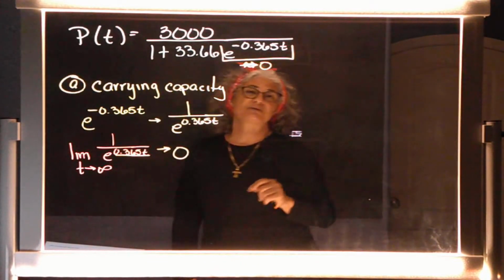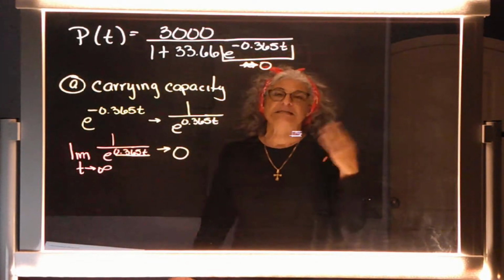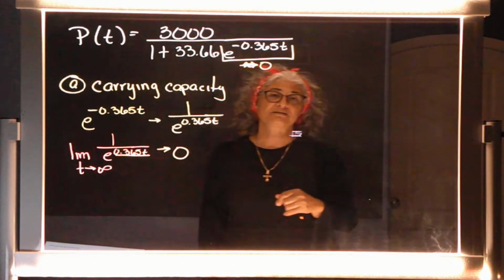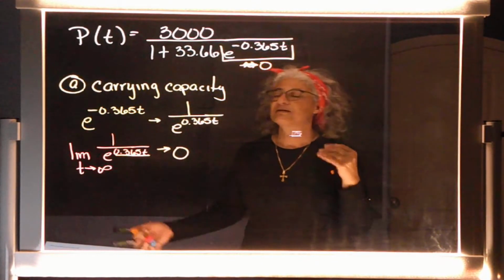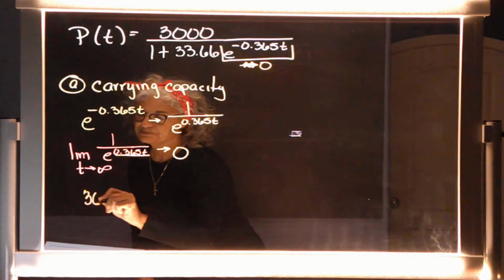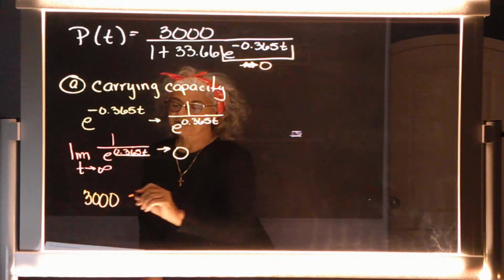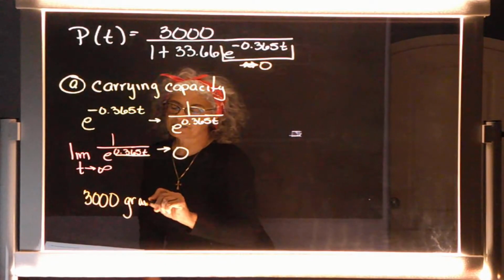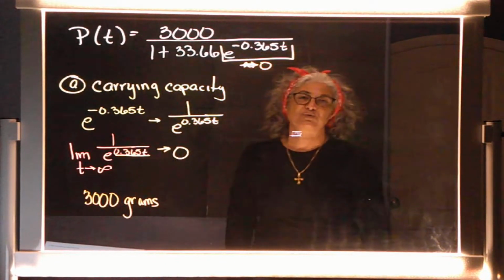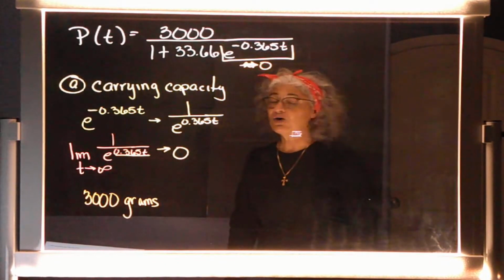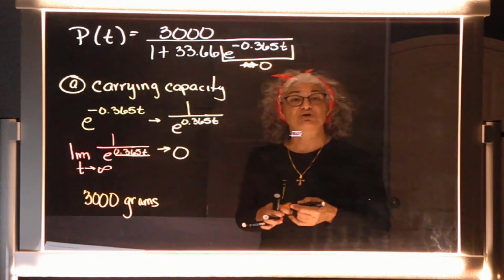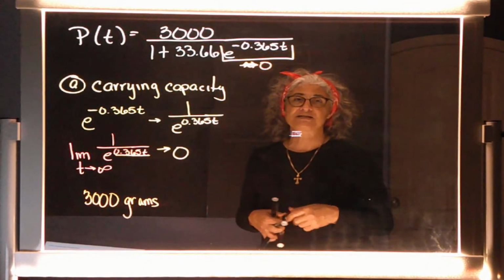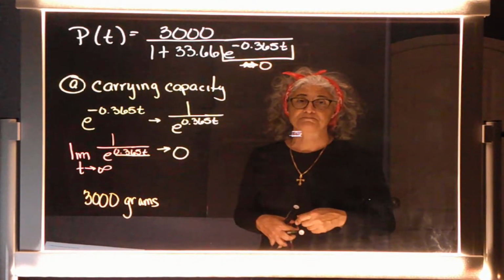0 times 33.6 would be 0. 0 plus 1 is 1. 3,000 divided by 1 is 3,000. Here's your carrying capacity: 3,000 grams of this bacterium. That's all that this area can hold for this particular bacterium based upon this model.